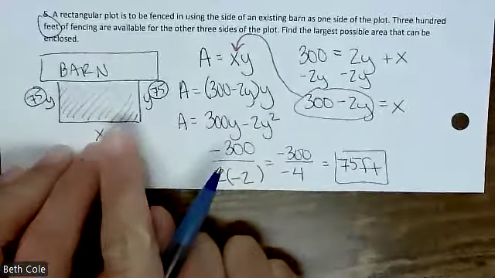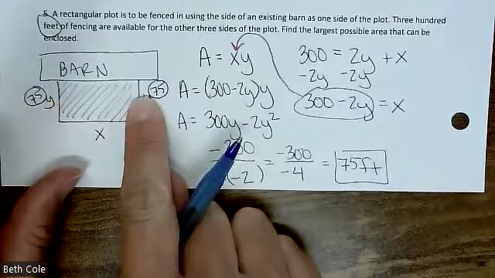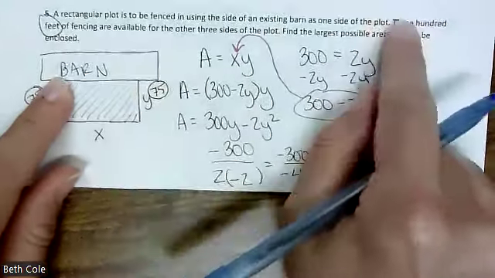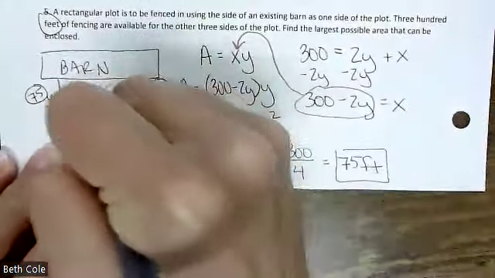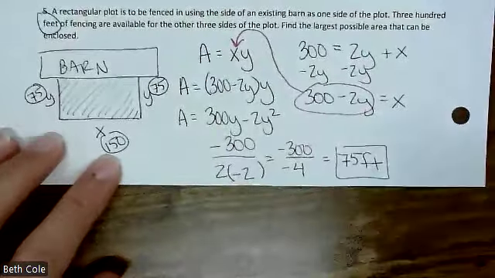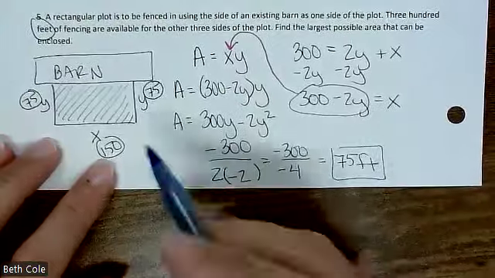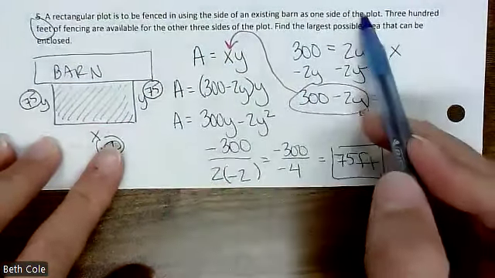How could we figure out what x is? 75 and 75 would be 150, and we have 300 feet, so x is 150. Good. Now, did we answer the whole question? Why do we have to multiply these together? Because it says find area.